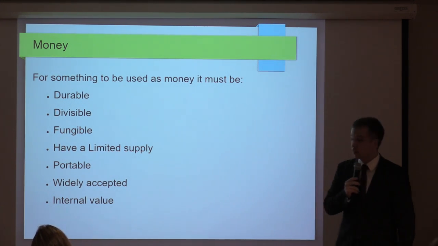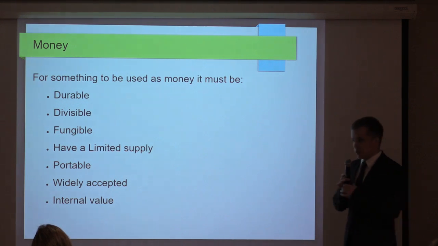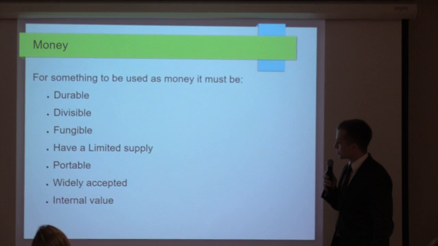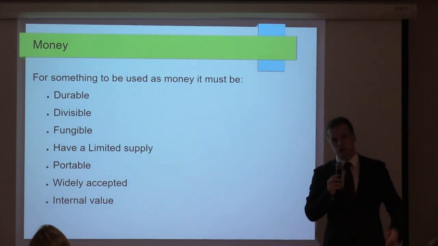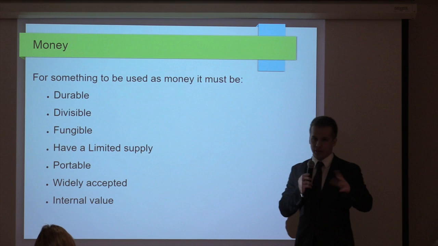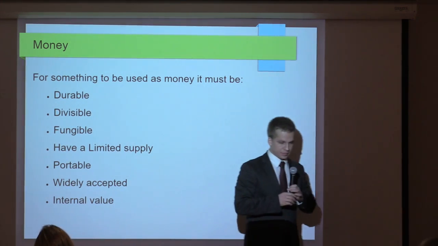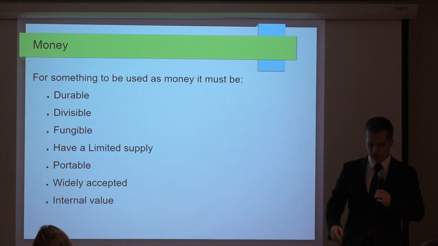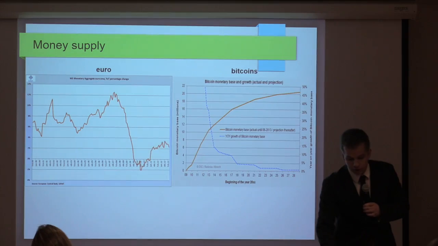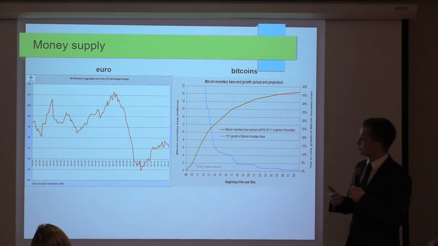And it needs to be widely accepted, and this is where Bitcoin might have some problems. And some economists say that a currency should also have an internal value, but the last point here is a bit disputed. So, how do these qualities compare for Bitcoin and the euro?